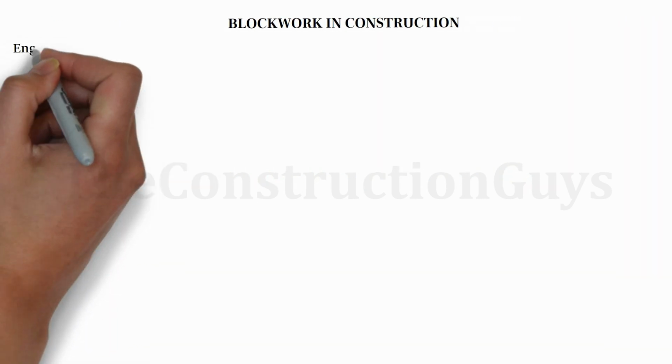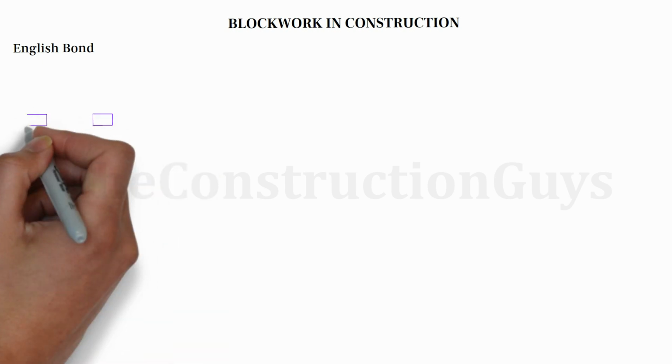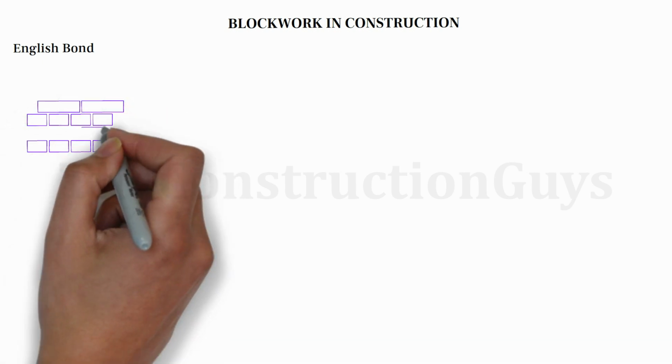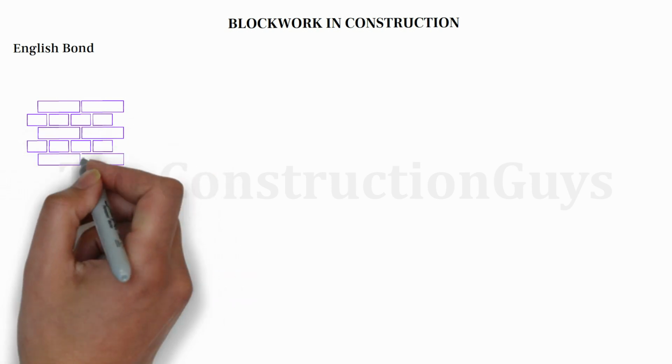English bond. English bond is different from Flemish bond as the wall consists of alternating header and stretcher courses. The calculation for the number of blocks per square meter is slightly different. 1 square meter is divided by the coordination dimension of 1 block in stretcher bond orientation multiplied by 2 skins plus 1 block in header bond orientation, divided by 2.